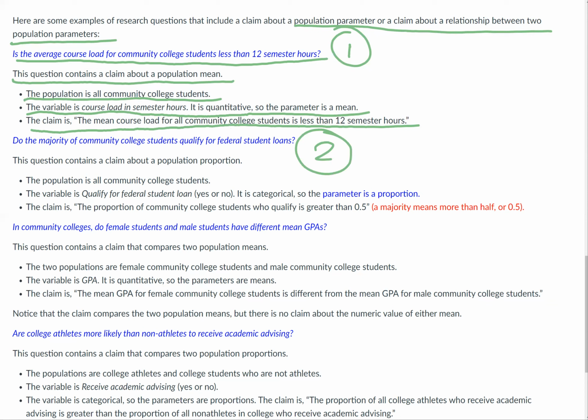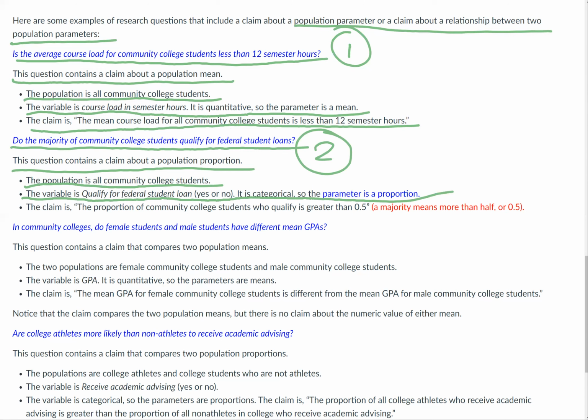Another one could be, do the majority of community college students qualify for federal student loans? This question contains a claim about a population proportion. The population is all community college students. The variable is qualify for federal student loan, yes or no. It is categorical because yes or no is not a number. Those are the only answers you could give. They're not numbers, so it's categorical, not quantitative. So the parameter is a proportion. The claim is the proportion of community college students who qualify is greater than 0.5. A majority means more than half or 0.5. Because remember, one half is 0.5. So half of all community college students.